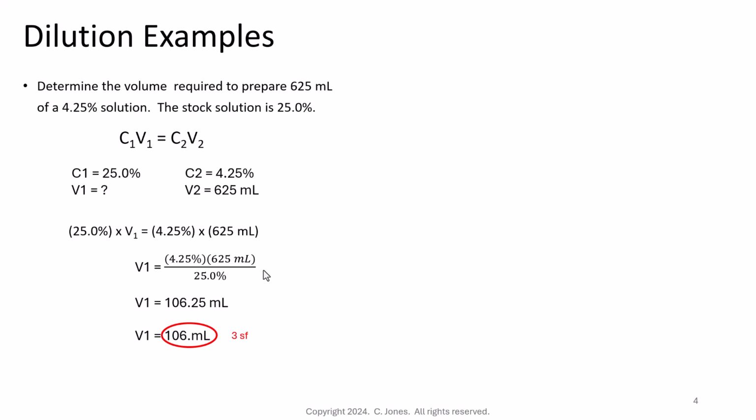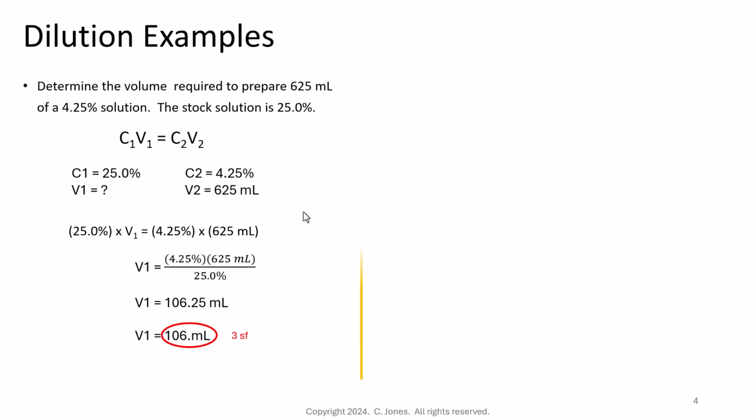So that means that we would take 106 mils of 25% stock solution and dilute it to a final volume of 625 mils. So we would have to add enough diluent, ultra-pure water, so that when we take this 106 mils, we add enough water so that the final volume is 625 mils.